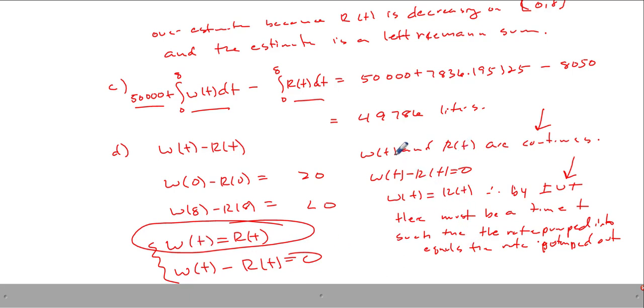You better say that R of t and W of t are continuous first. I'm looking for when they're equal. That means when the difference is equal to 0. Since we got the positive and the negative, there must be a time between that is 0 by IVT.